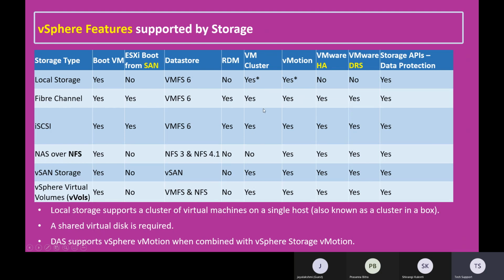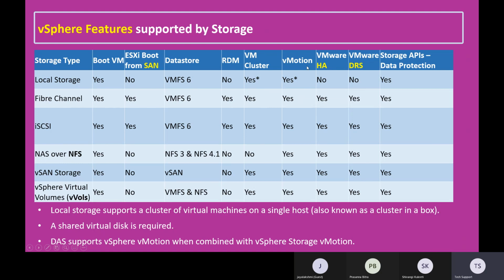And vMotion, we know, is migrating a virtual machine from one host to another host. That feature is available for all types of storage. And for HA and DRS features, the recommendation is shared storage. Local storage is not a shared one. Except local storage, all the remaining storages are supported for HA and DRS. Just understand the feature names itself. In later classes I will explain in detail each feature: vMotion, HA, and DRS.